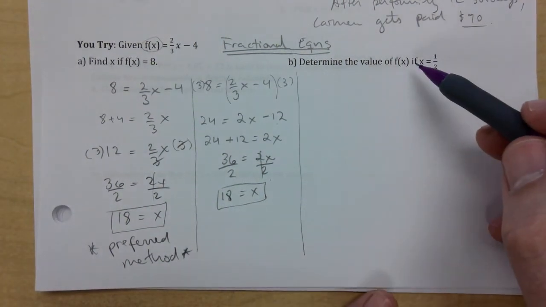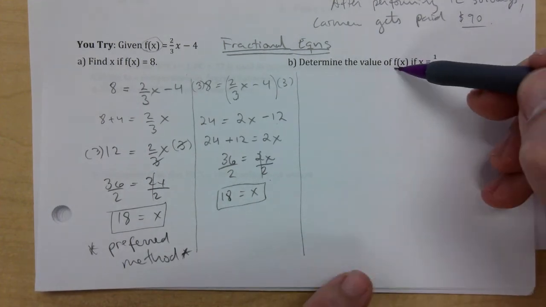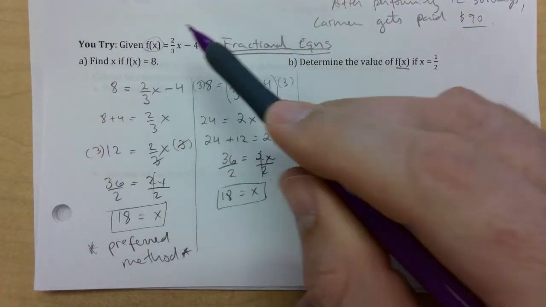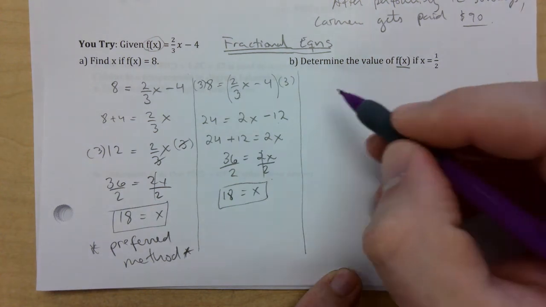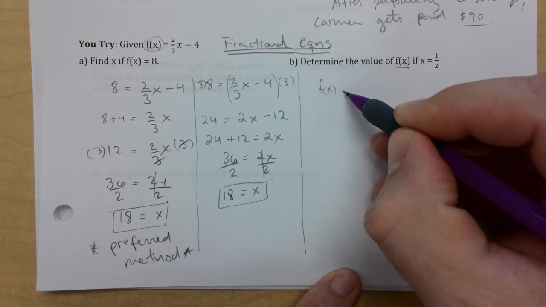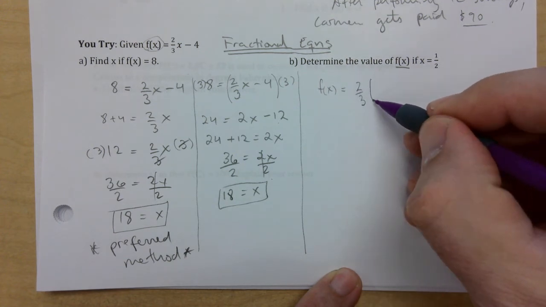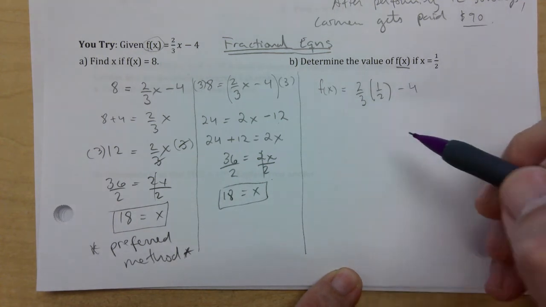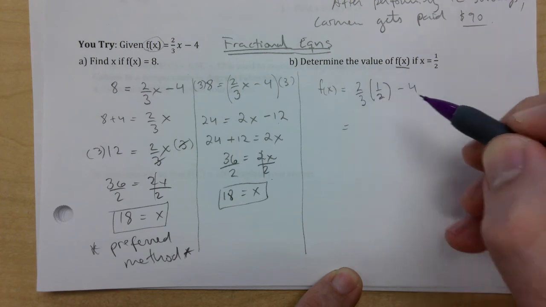And determine the value of f of x if x is equal to 1/2. What's f of x? That's this function right here. That's the name we give this function, okay? So we will find what f of x is, given that x is equal to 1/2 in 2/3 x minus 4. So here, no isolating required. You just have to compute and do your arithmetic here.